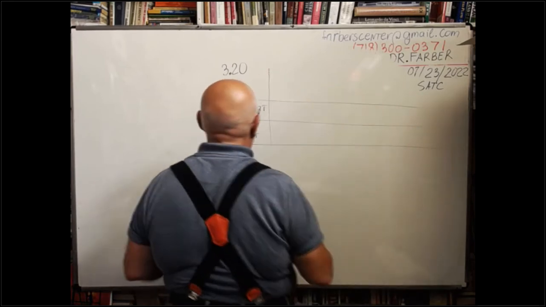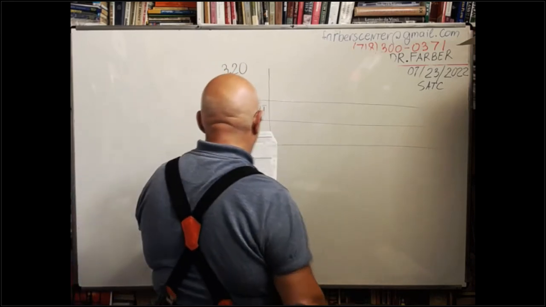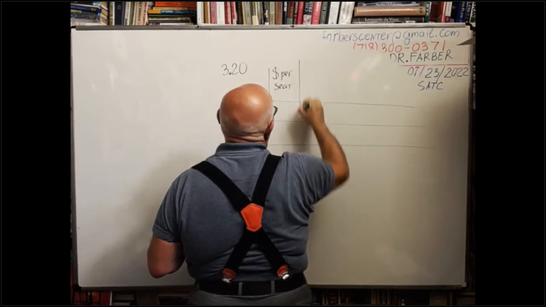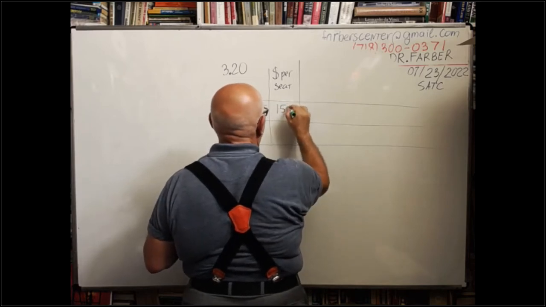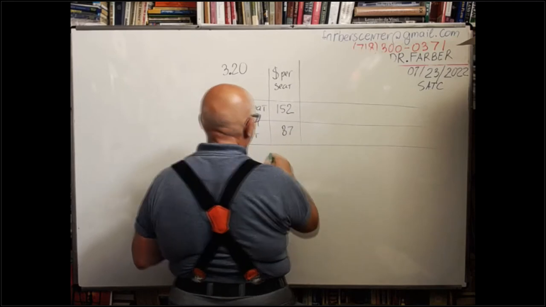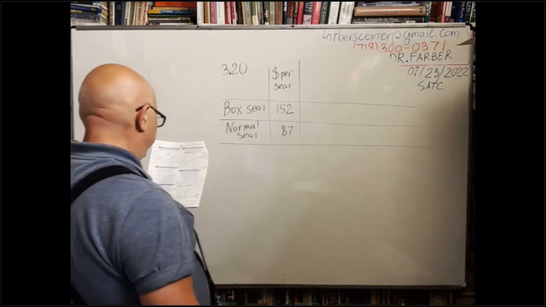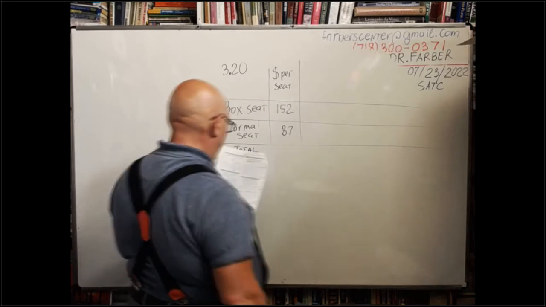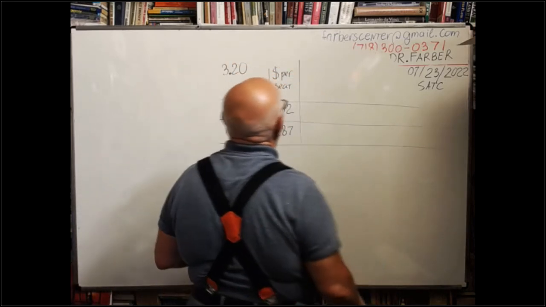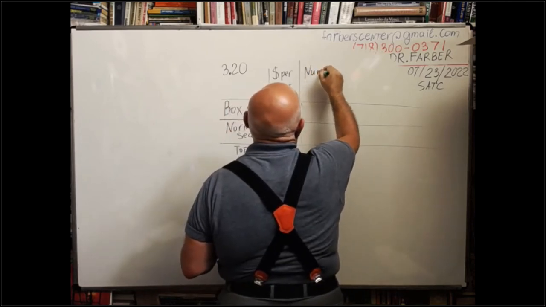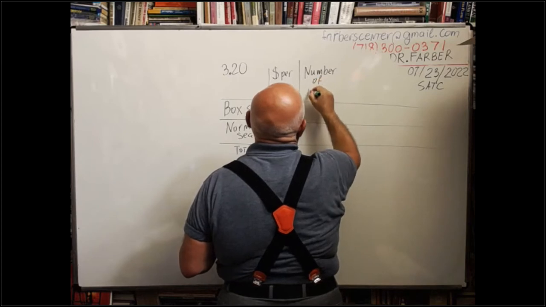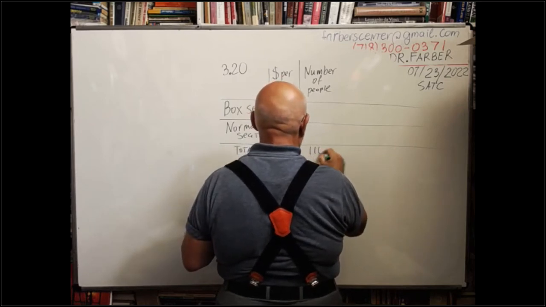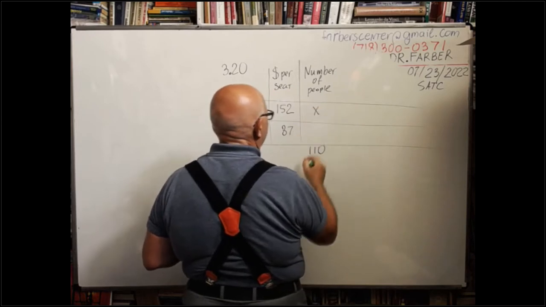Now read what is given here, the properties of this object. They give you dollars per seat: this is 152 and this is 87. In addition, they have one more line here, total: the number of people, or number of attendees. Let me write the number of people who visit this opera. They said the total was 110. So if the total is 110 and this is x, this must be 110 minus x.